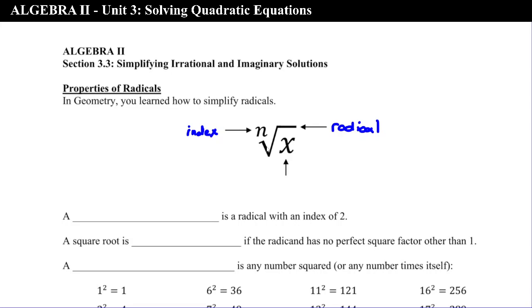Now, you'll often say, well, I don't see a number 2 there when we have a square root. That's because when we don't write the number there, the index is understood to be 2. And if you have some other number there, then we know it's going to be that particular index. And finally, whatever's inside of the radical symbol is called the radicand.